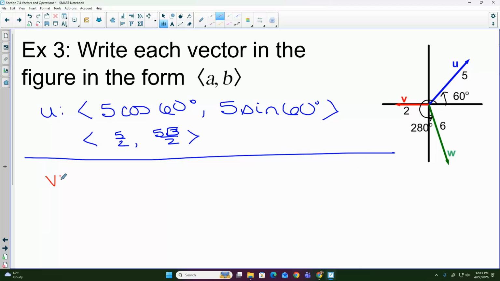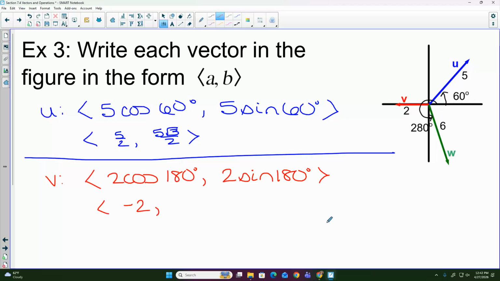Vector V. What's the magnitude of vector V? 2. Cosine, what's my angle? This would be 2 sine of 180. Okay, cosine of 180, you could even think on your unit circle, or you could think about 0 as a reference angle. So the cosine of 180 would be -1. So 2 times -1 is -2. What's the sine of 180? 0. And doesn't that make sense if I'm looking at this vector? Doesn't it end at the point -2, 0?